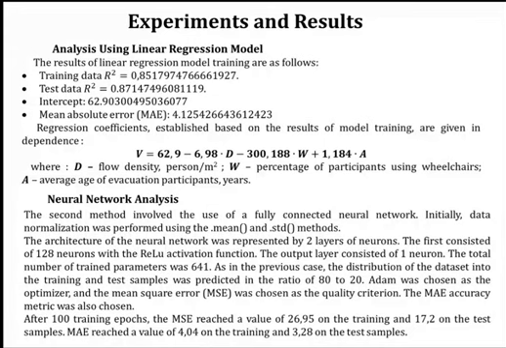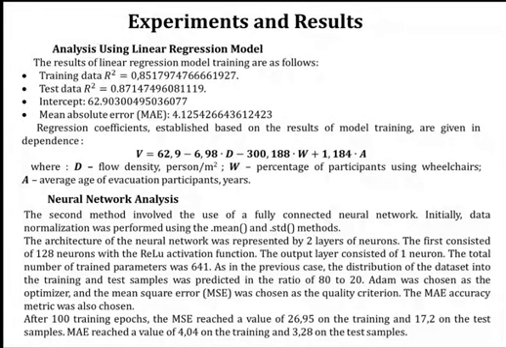Initially, data normalization was performed using the mean and STD methods. The architecture of the neural network was represented by two layers of neurons. The first consisted of 128 neurons with the ReLU activation function. The output layer consisted of one neuron. The total number of trained parameters was 641.